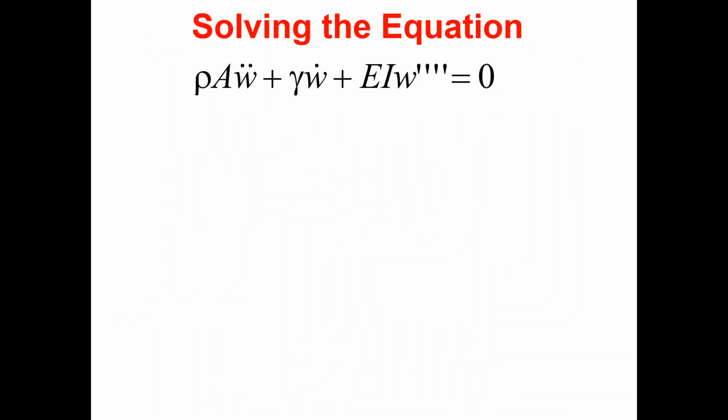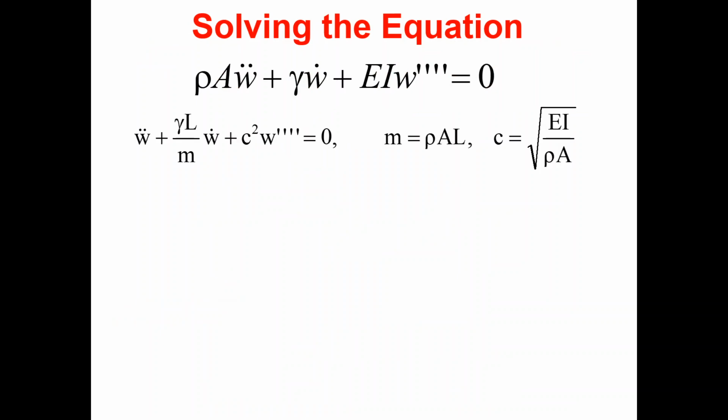Okay, so let's rewrite the equation and see what kind of solution we can have for this. What you want to do is make the equation a little simpler. So we divide the equation by density multiplied by the cross-sectional area, and then we come up with some parameters. M, your mass, is going to be equal to density multiplied by the cross-sectional area multiplied by the length of the beam, and we also have the damping factor. C is the square root of EI divided by rho multiplied by A.